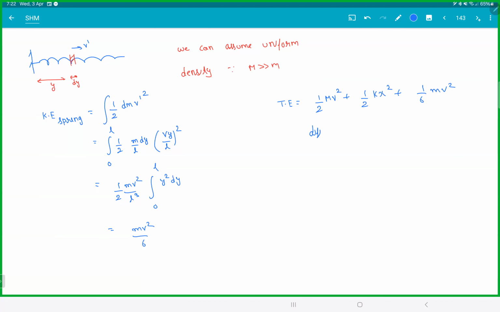Differentiate. Zero. This will be Mv acceleration, kx velocity, 1 by 3 mv acceleration. We get a is equal to minus kx by M plus m by 3. The time period is 2 pi root over. You can remember the result. That spring can be replaced by a mass of m by 3. Don't add, the masses are not same. Capital M and small m by 3.